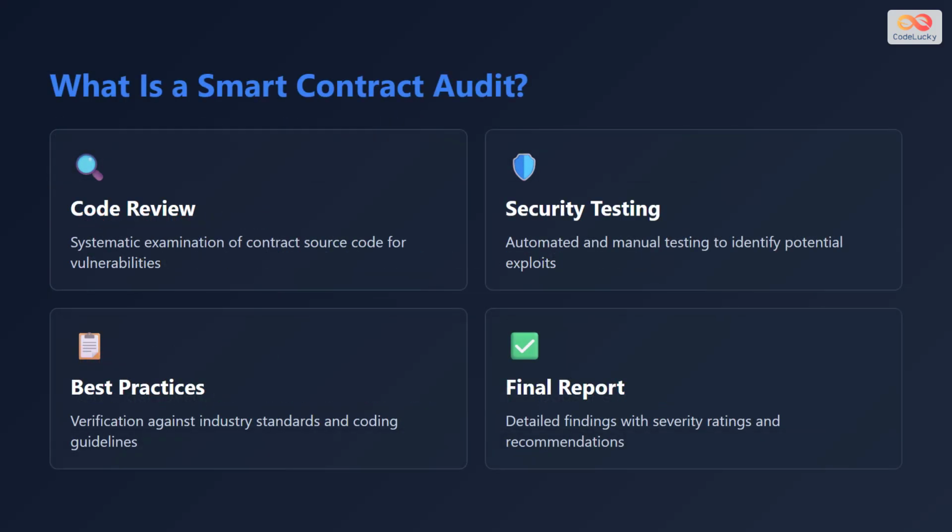A smart contract audit is a comprehensive security evaluation process with four main components. First, there's code review, which involves systematic examination of the contract source code looking for vulnerabilities. Second, security testing uses both automated tools and manual techniques to identify potential exploits. Third, auditors verify the code against industry best practices and established coding guidelines. Finally, the audit concludes with a detailed report that includes all findings, severity ratings, and specific recommendations for fixes.